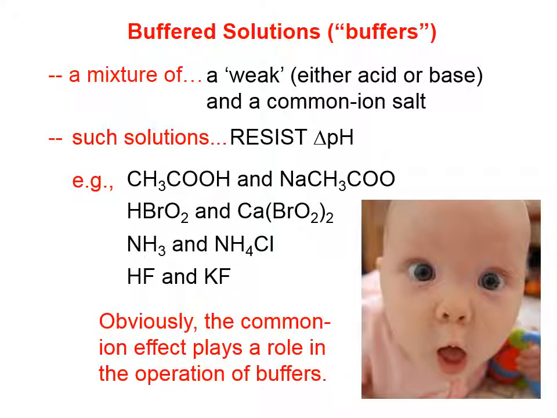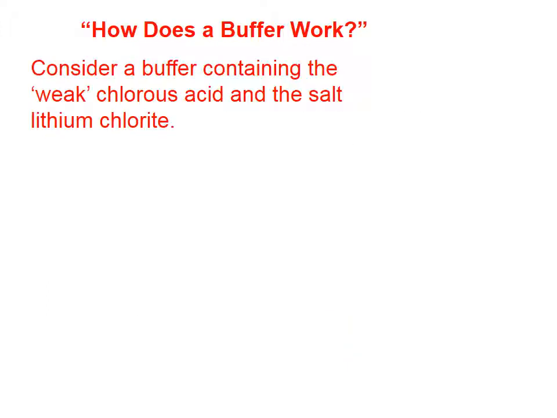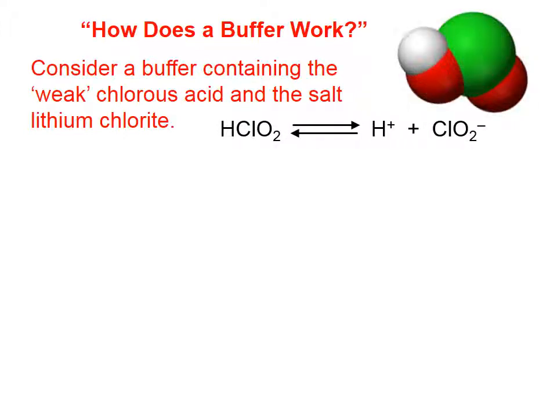Obviously, we've talked about the common ion effect in a few previous lessons. The common ion effect plays a role in the operation of buffers. How does a buffer work? Let's consider a buffer containing the weak acid chlorous acid and the salt lithium chlorite. First of all, we have what we need for a buffer. We have a weak acid, in this case chlorous acid, HClO2, and we have a salt, lithium chlorite, that has the chlorite ion in common with the acid. So, we have a buffer.